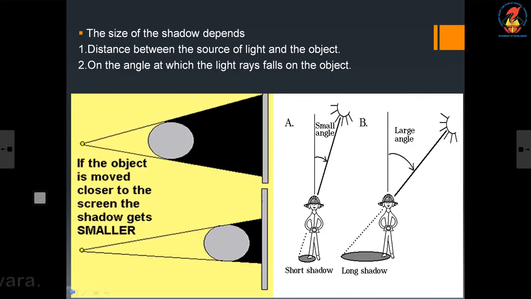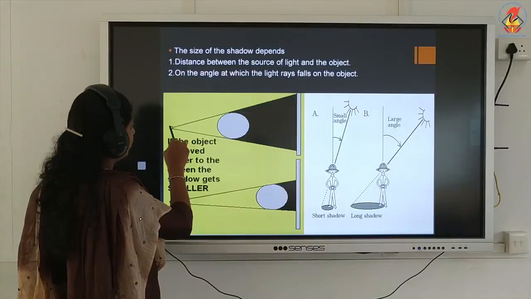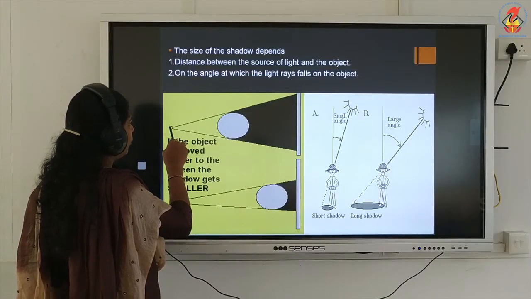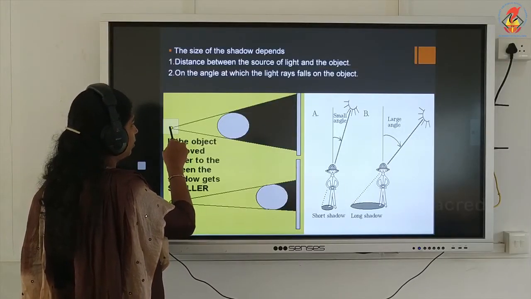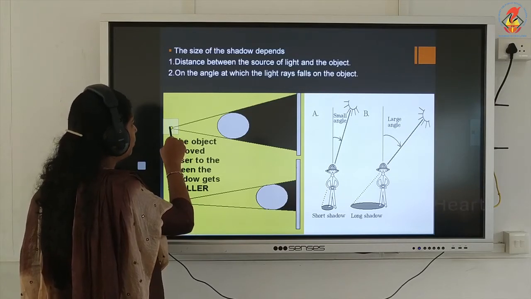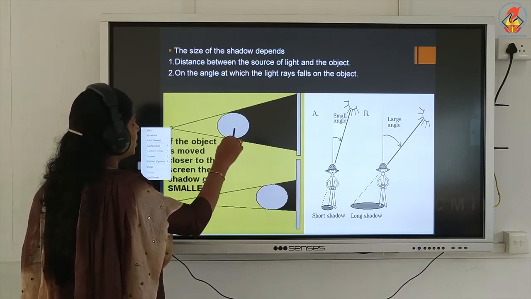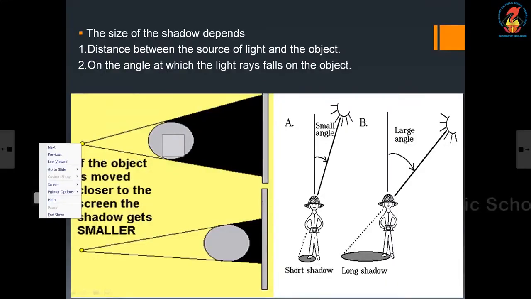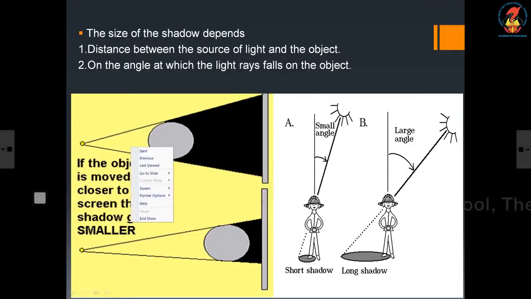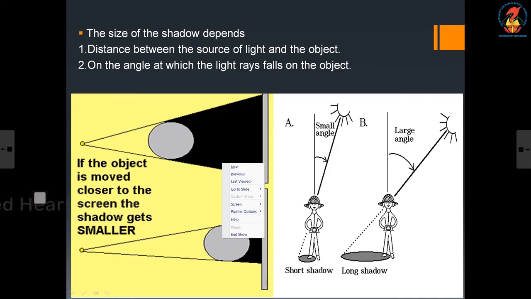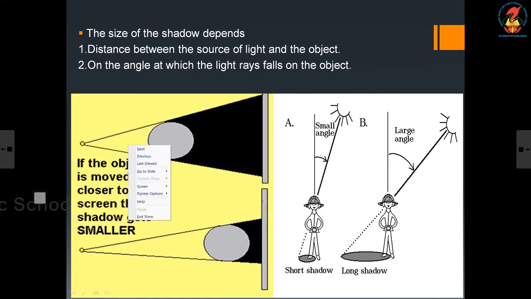Suppose this one is a luminous object. From here the light will emit, or it produces light. This one is an opaque object. Then this one is a screen. So, on the screen a shadow will be formed. Now, when light gets blocked by this opaque object, its shadow will be formed on the screen.